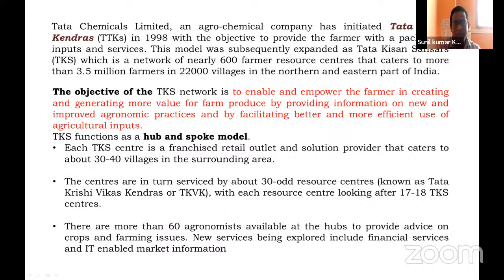And the basic objective of this TKS was to enable and empower the farmers in creating and generating more value for the farmers, and producing and providing information on new and improved agronomic practices for better use of every input. Basically, you can say that they want to enable our farmers, they want to empower our farmers, starting from the input purchase to their mere production of commodity itself, providing every sorts of advisories and input to the farmers, starting from the sowing of the crops to the harvesting of the crops. So this model works as a hub and spoke model, collecting and disseminating information itself.